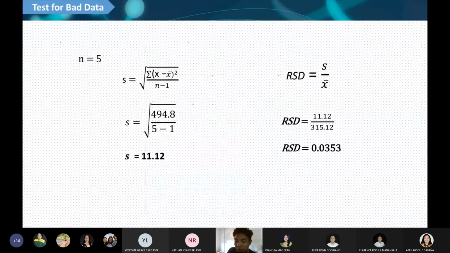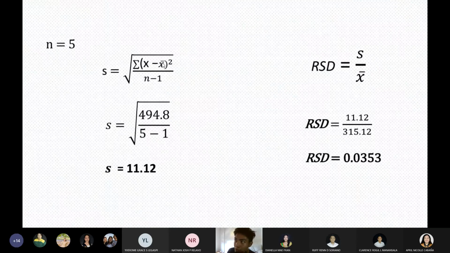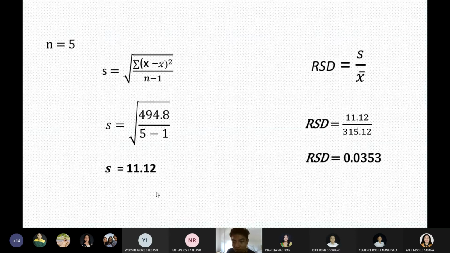Leave that hanging na lang muna. Okay. So after that, since na-solve mo na yung sum of (x minus x bar) squared, you will plug it in this standard deviation formula. Then n minus 1, the number of measurements minus 1. So solve mo lang yan using calculator, you will get your standard deviation na.